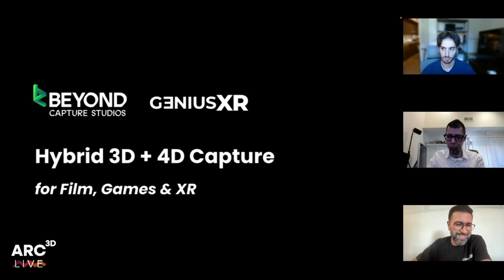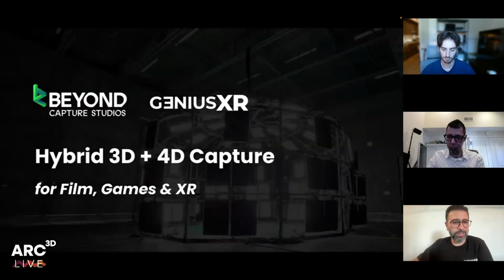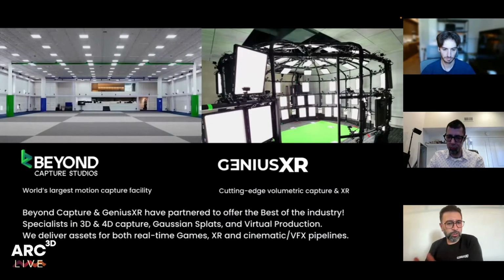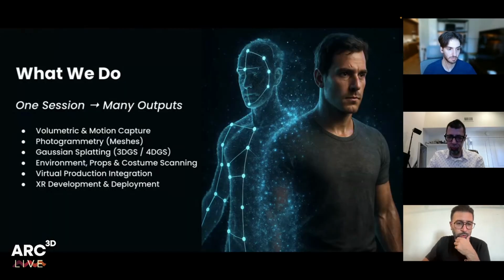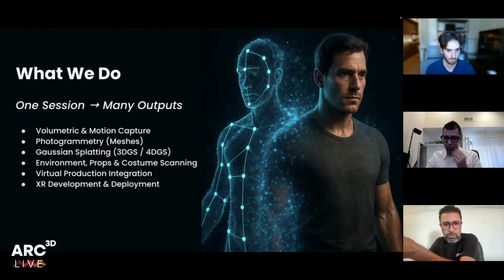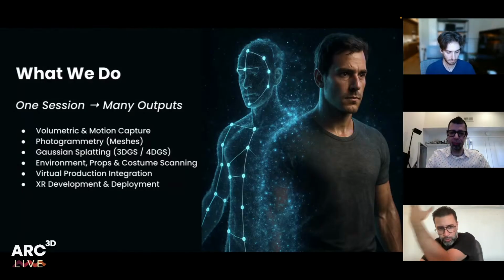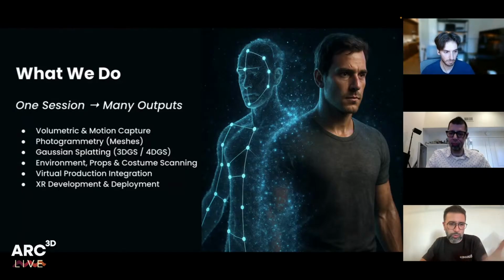for what's needed. So from hybrid to 4D, we currently in Montreal have the biggest motion volume in the world. It's huge. We have a dome in there, and we have different setups. We have some really cool projects upcoming. So with one session, we're able to do everything that's needed for what we do: volumetric, motion, photogrammetry if needed, Gaussian splat, 3D and 4D, environments, props, costumes.